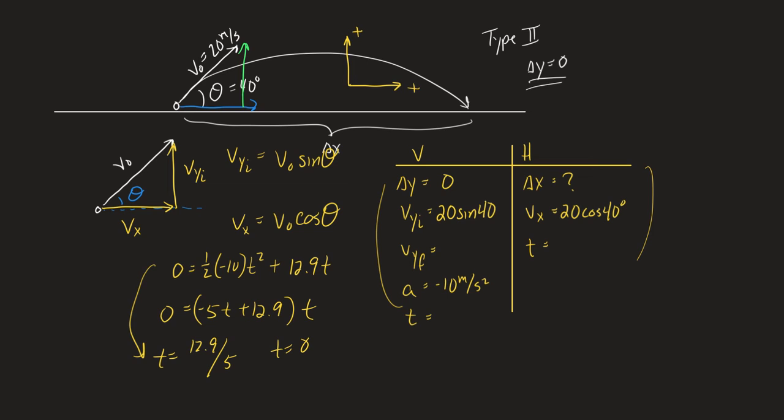Either way, that gives me a time of 2.6, but keep more decimal places. And that makes this 2.6 seconds here. This is still more arithmetic. Delta x equals 20 cosine 40 degrees times 2.6 seconds. This is probably going to be somewhere around 40 meters. It's 39 point something meters.